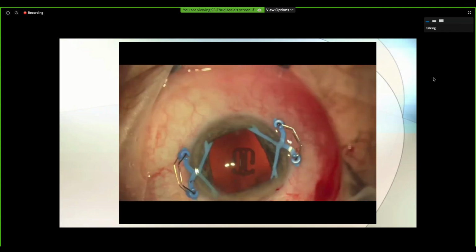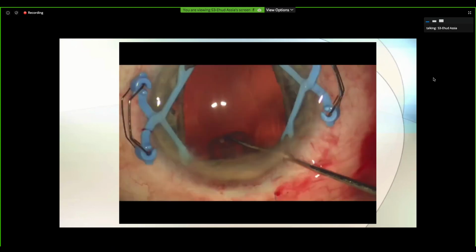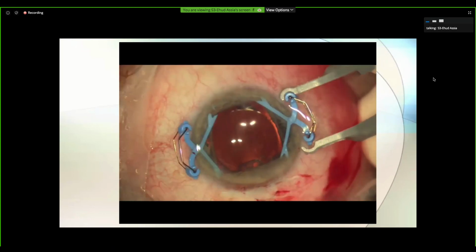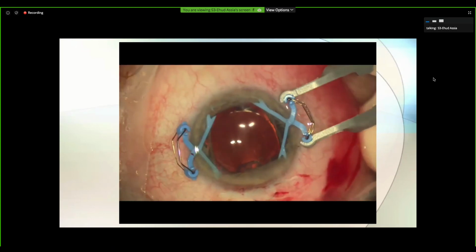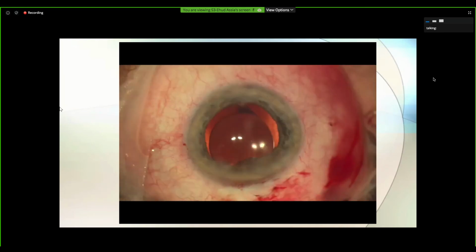Now, this is done with a 9-0 Prolene. Today, we do it with a 6-0 Prolene with a flange technique, which we think is much simpler, and then remove the 2 APX devices with the designated forceps. Very simple to remove, just close and pull it out.